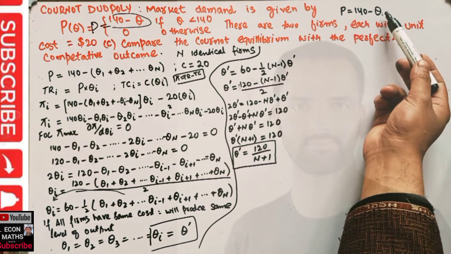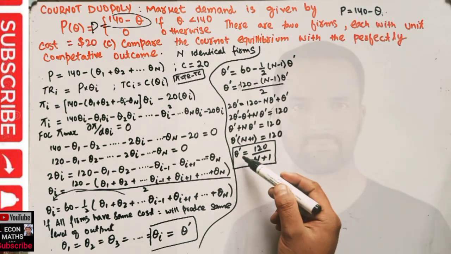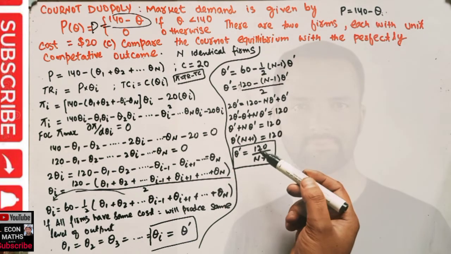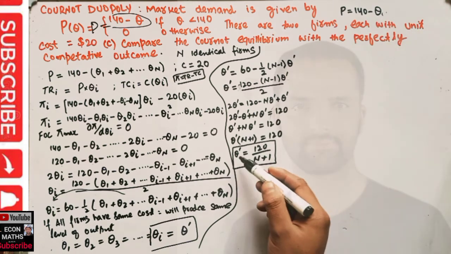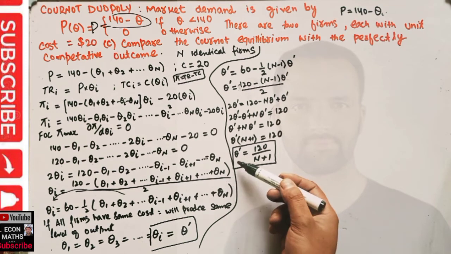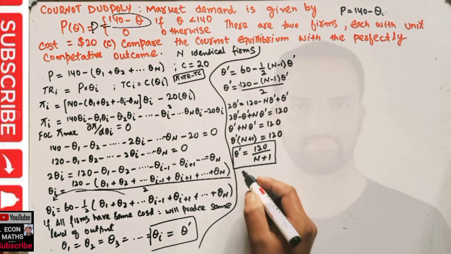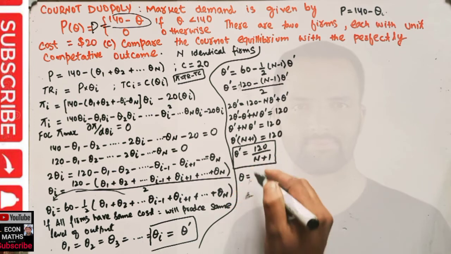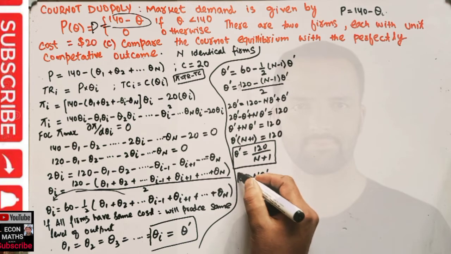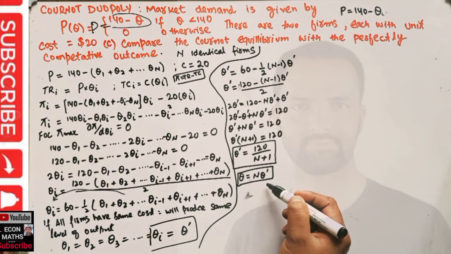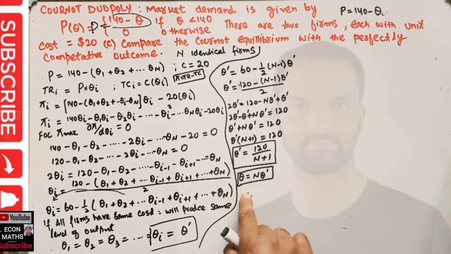So in place of q, can't I write nq dash, because this is the output produced by one firm and all firms are identical. Then in place of this, I can write nq dash, because it is total output. This is the output produced by one firm, and each firm produces the same level of output. So in place of q, I can write nq dash. I hope I am making myself clear. This is the total output, and this is the individual output of each firm multiplied by the number of firms. So these two will be the same here.